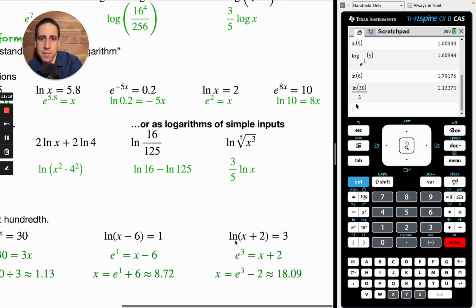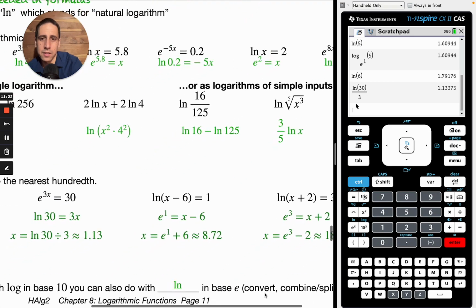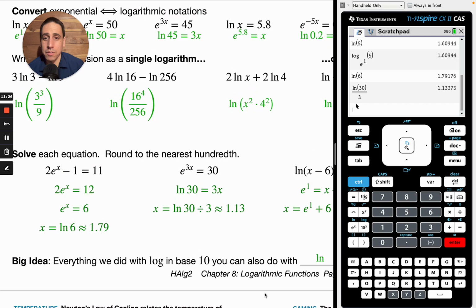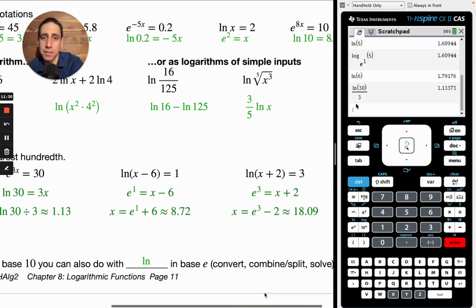Same thing here. The base is e, the exponent is 3, and the power is x plus 2. And this is what it turns into. You can calculate it. So here's the big idea. Everything we did with log in base 10, you can also do with natural log in base e.